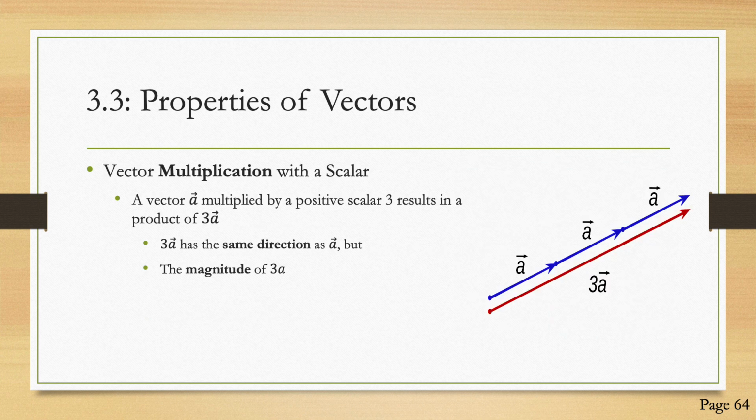The last property of vectors that we're going to be talking about today is vector multiplication with a scalar. In this example, vector A is multiplied by a positive scalar 3, which results in a product of 3 vector A. So 3 vector A has the same direction as vector A, but now it has a magnitude of 3A, as shown in the graphic on the right.